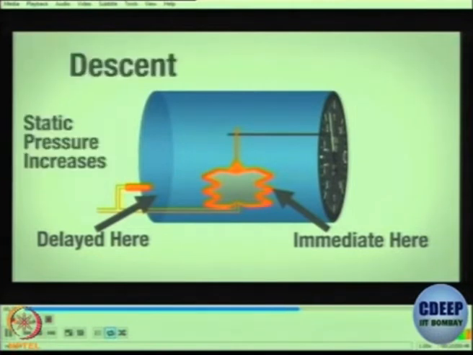Descent is the exact opposite. As you descend, the outside air pressure begins to increase. That increase happens immediately in the diaphragm, but the case doesn't let its air escape right away, and so now the case is at a lower pressure than the diaphragm, and the diaphragm begins to expand. That causes the VSI's needle to swing down.